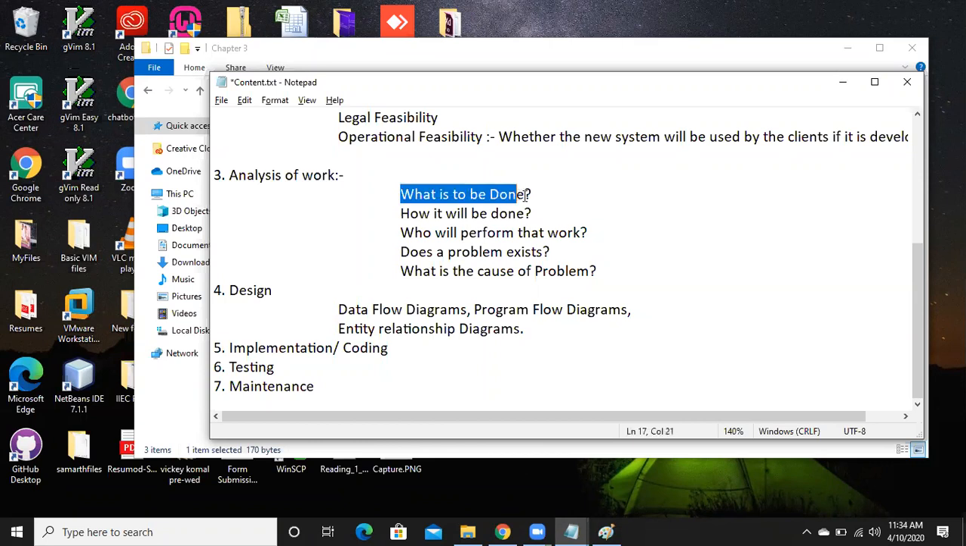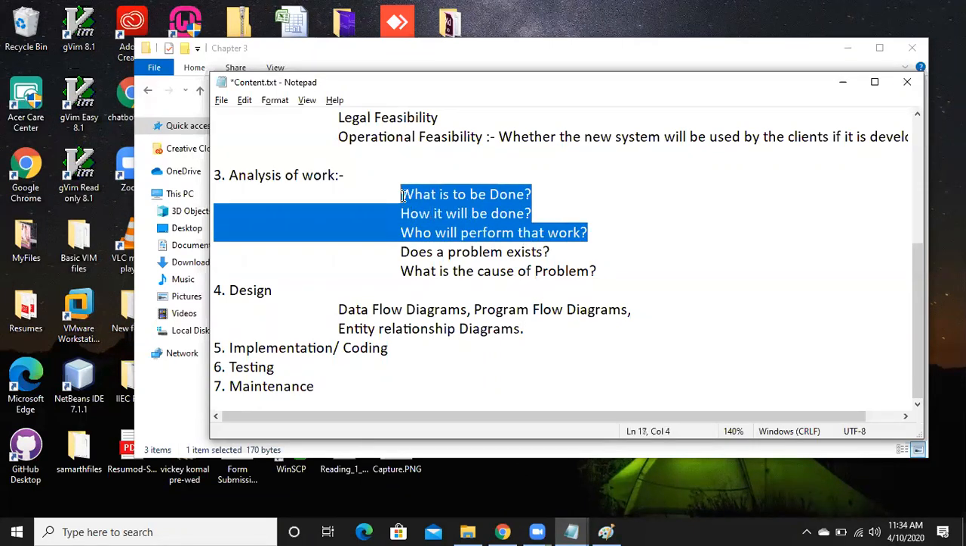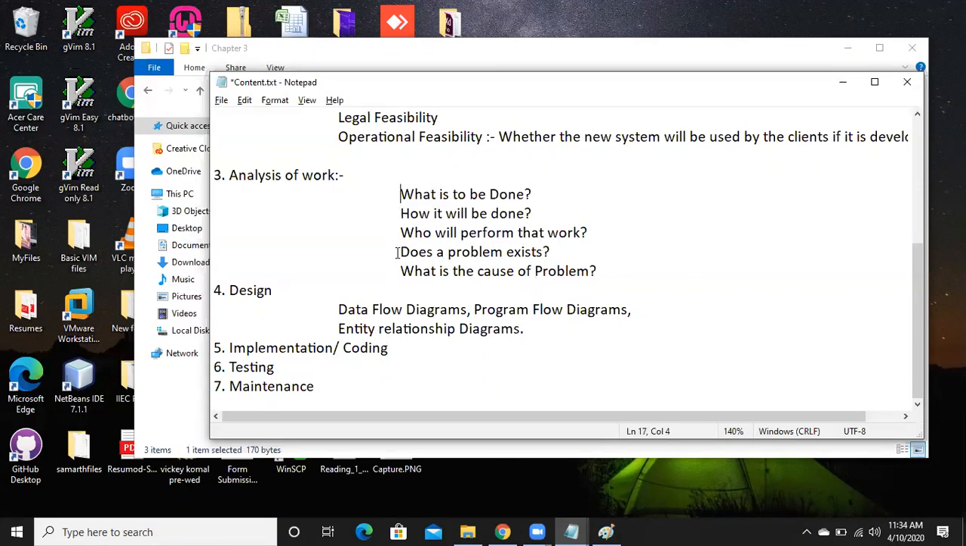In our regular working environment, we basically ask these questions. What is to be done, that is, what we have to do, and how it will be done. Who will perform that particular task, who will come to do that work? If the current employees can do the work, they will do it. Otherwise we have to hire some new employees, right? So these three questions.